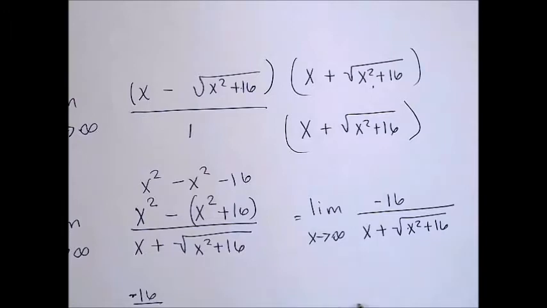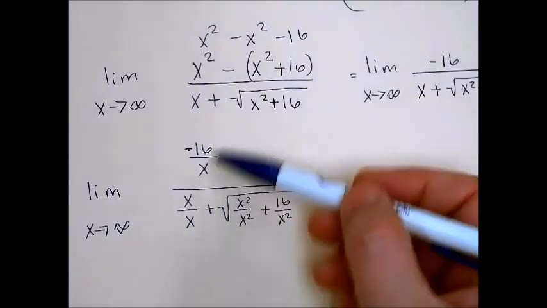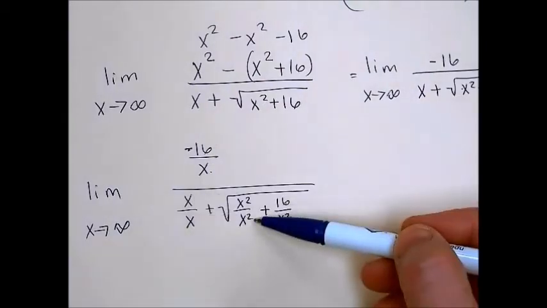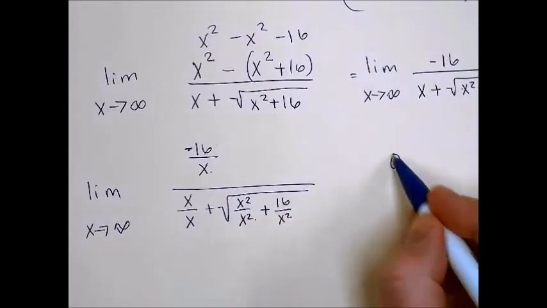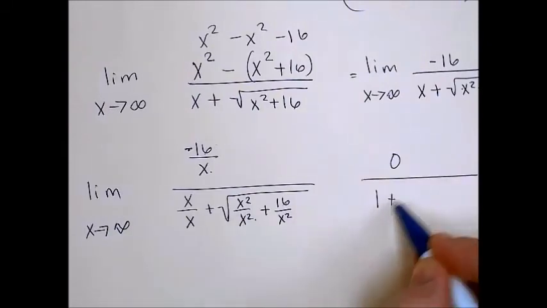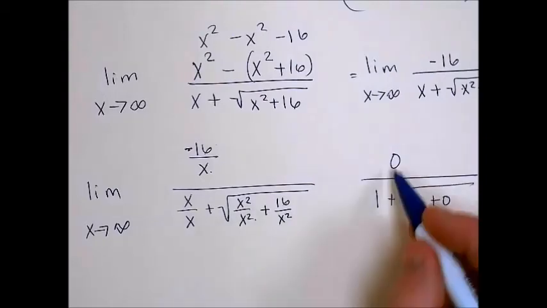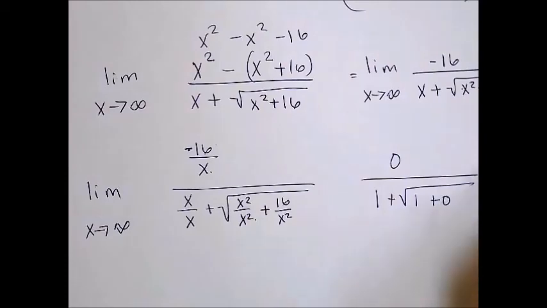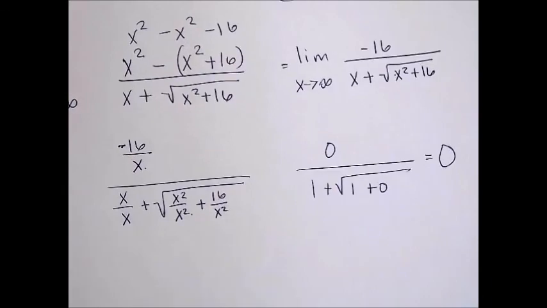So this is going to have a limit. I divided everything by x. When I divided by x here, I had to make it x squared because it was under the radical. As x approaches infinity, this will go to 0. This goes to 1. And this goes to the square root of 1 plus 0. Well, the denominator is going to end up being 2, but 0 over 2 is 0. So this limit is 0. Now we're going to talk about oblique asymptotes.